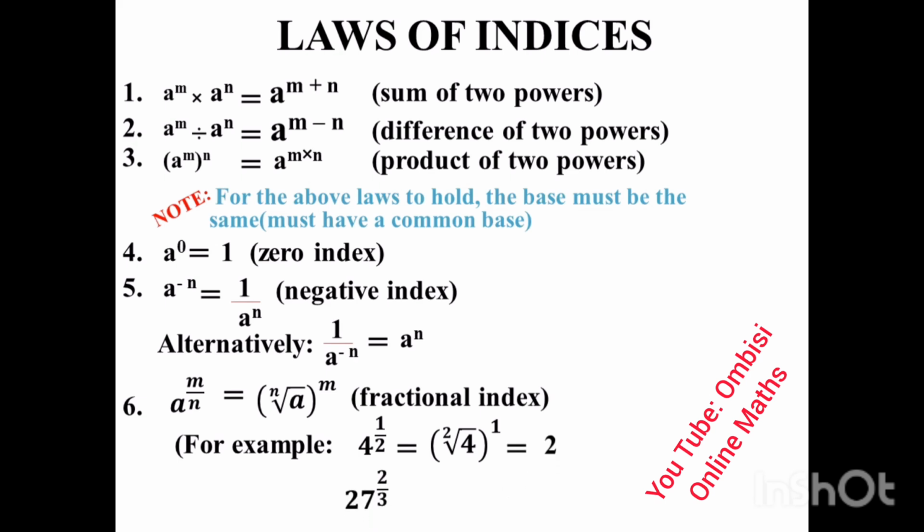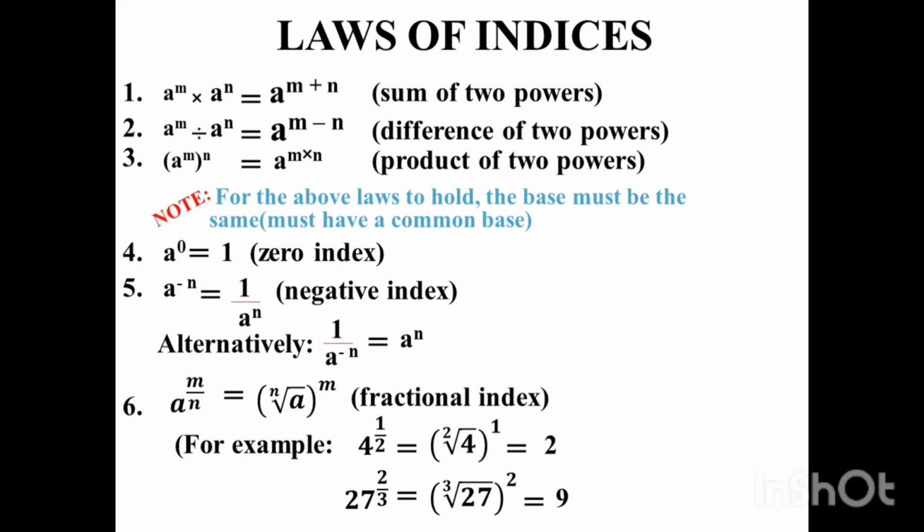Another example, if you have 27 raised to the power of 2 over 3, this translates to the root of 27 to order 3 raised to 2. That is the cube root of 27 raised to 2, and that translates to 9. That is, the cube root of 27 is 3, and 3 raised to 2 gives us 9. So you can see all these are the laws of indices, the 6 laws of indices that I've delved deep into to try and explain them.